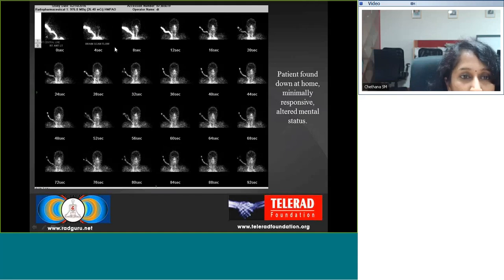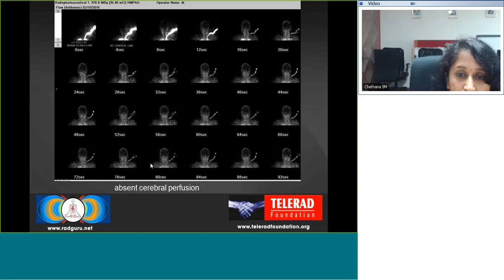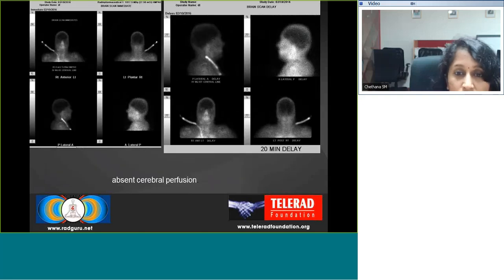None of the images demonstrate activity within the brain. Either in the anterior images or the posterior images, there is no brain activity. And even on the delayed images taken at 20 minutes, there is no cerebral activity. So the study is consistent with absent cerebral perfusion. So brain dead patient. This is helpful to confirm brain death in medico-legal cases.